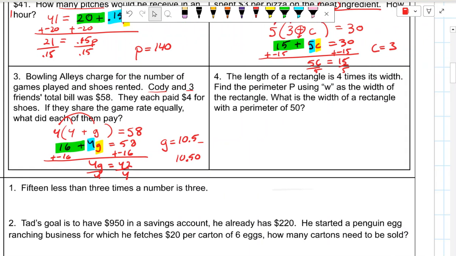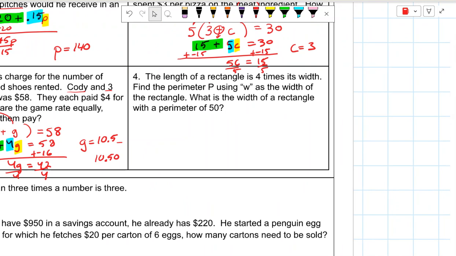And now finally, the fourth one. On number 4, it says the length of a rectangle. When I have problems like this, I'll just draw something. Here's a rectangle. The length of it is usually this longer part from here to here, and it says that it's 4 times its width. So I'll take the width and I'll multiply it by 4. Find the perimeter. Perimeter means from one corner all the way around. Okay, so what is the width? We don't know, so we're going to put a W there for the width.